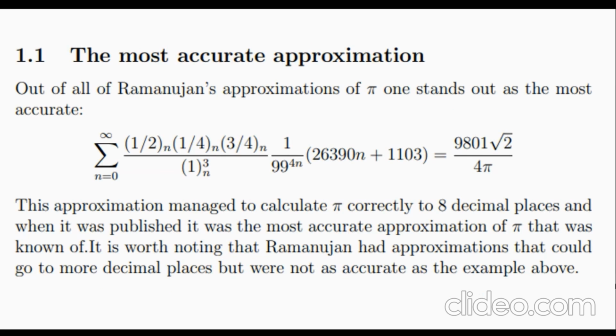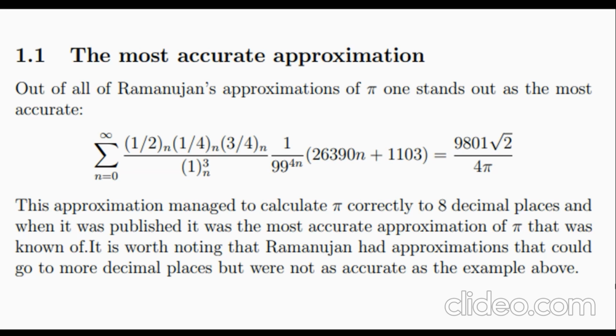The first approximation I'm showing you is often said to be his most accurate, as it correctly approximates pi to 8 decimal places, although it is worth pointing out that some approximations could go further than 8 decimal places, but they also became very inaccurate. For example, one approximation could produce 24 decimal places per term, but it wasn't correct up to 8 decimal places.